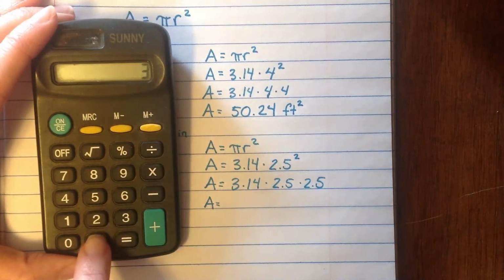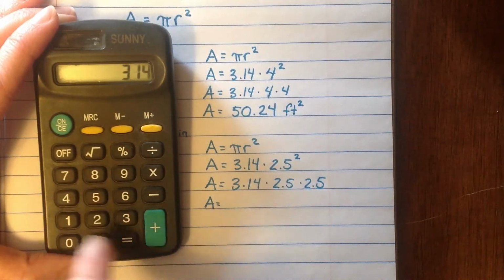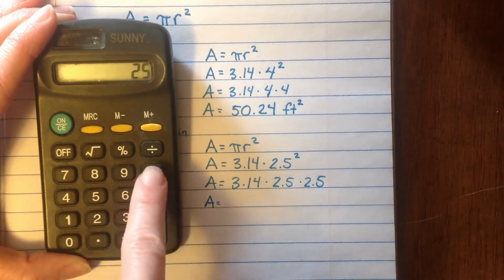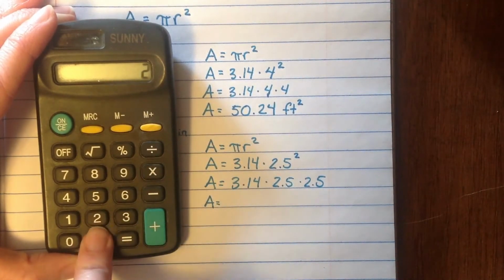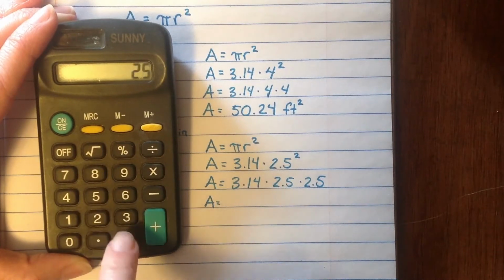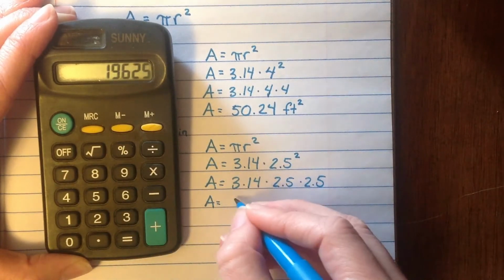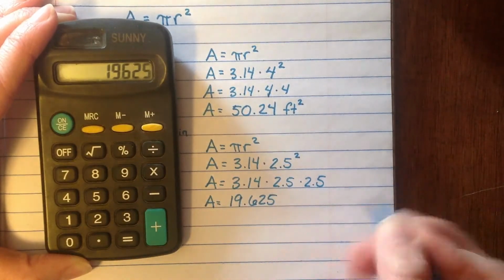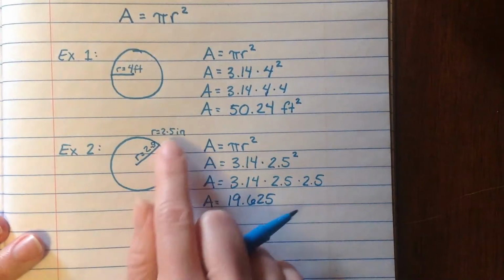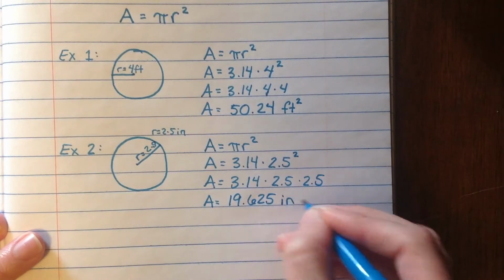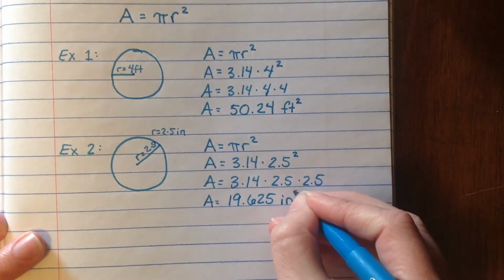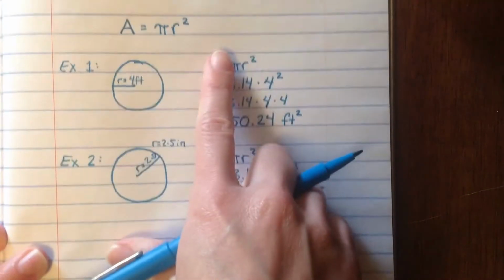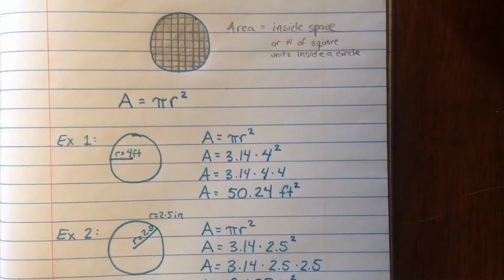So 3.14 times 2.5 times 2.5, and hit equals, and so you should have got the answer 19.625. Now remember, for the units it was inches, so we're going to write down inches, and because it's area, we're going to put that square, inches squared, square inches, that will fill up the circle.